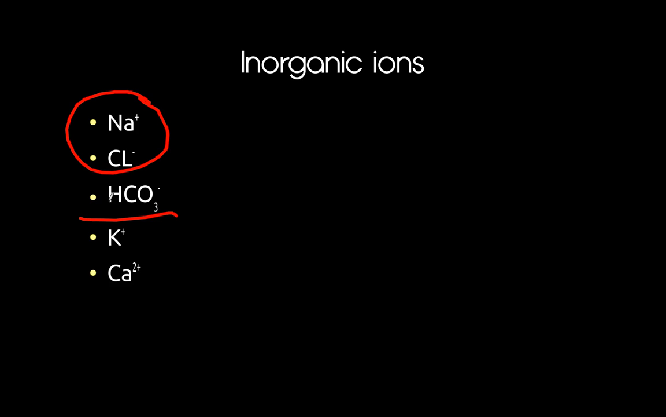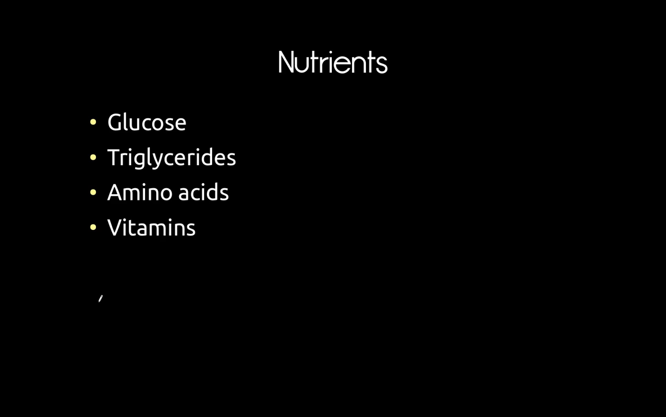Then we also have some potassium and calcium as well, and then a lot more inorganic ions, but these are really the 5 most important inorganic ions in the plasma. I also have a list of nutrients. I'm not going to cover these really because we've talked quite a bit about what these nutrients are and why in the world they'd be in the blood in the first place.